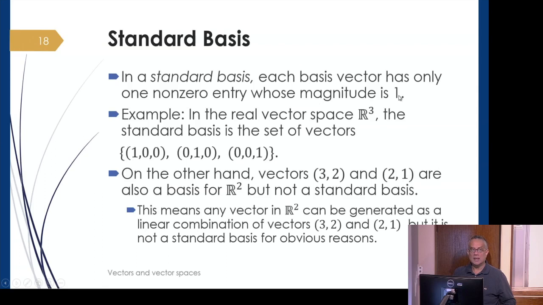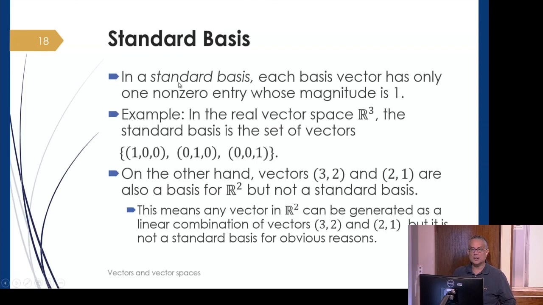If you take the plane R2, then you have vectors 3, 2, and 2, 1. They are a basis, and you can convince yourself of that in the two-dimensional universe or the two-dimensional world. So any vector in R2 can be generated as a linear combination of vectors 3, 2, and 2, 1, but it's not a standard basis because it does not satisfy this property. It's the top of the slide.